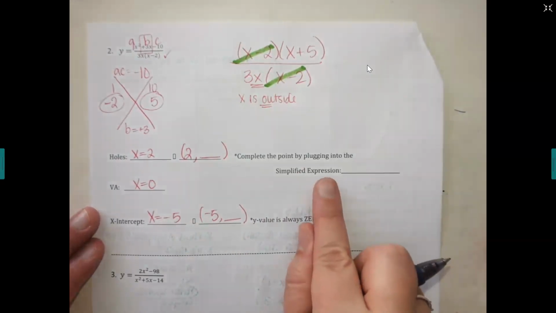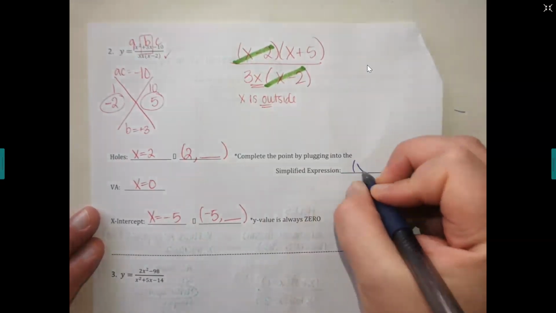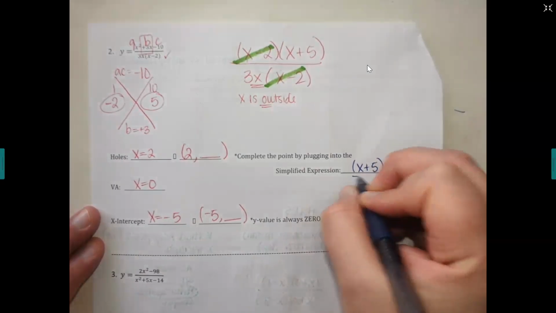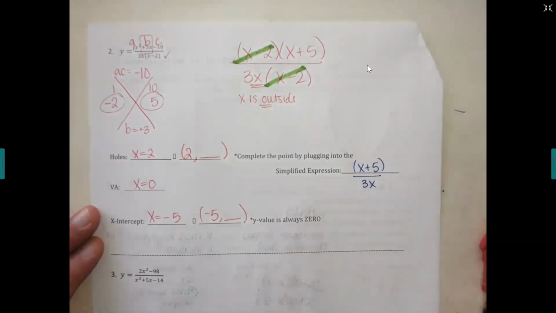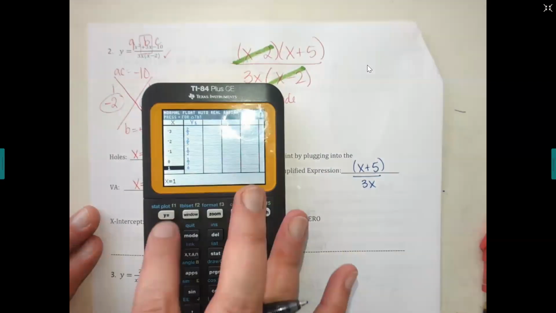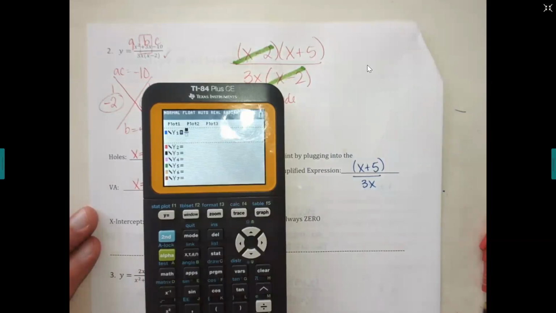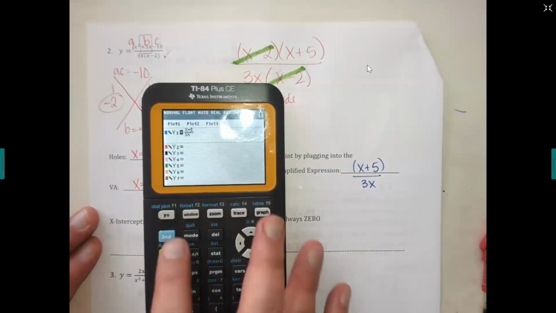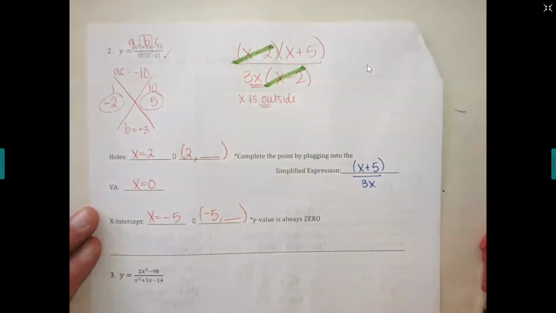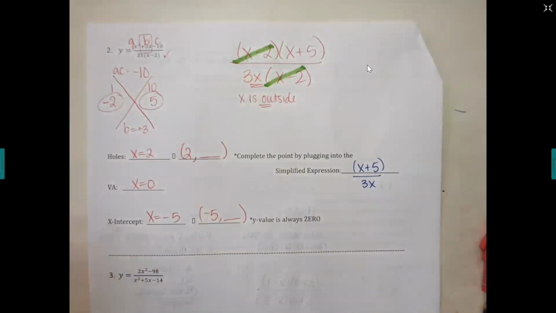Okay, my leftover expression is gonna be an X plus 5 on top and a 3X on bottom. Okay, but you're just typing in the pieces that stay after you factor cancel. So it'd be an X plus 5 on top, 3X on bottom. Okay, then in second graph, look up 2's Y value. Can you tell me what it is? It's a fraction.